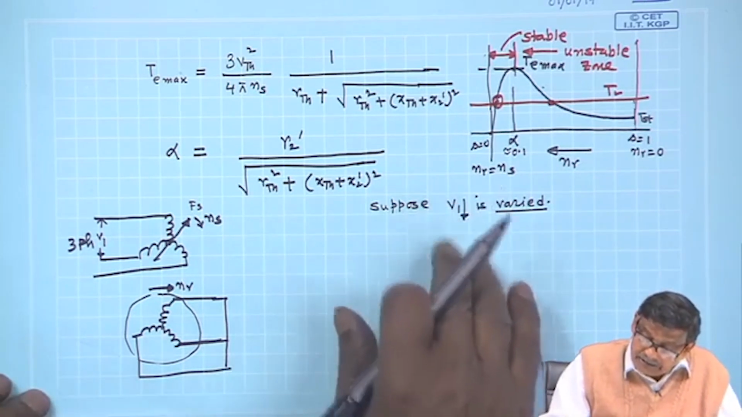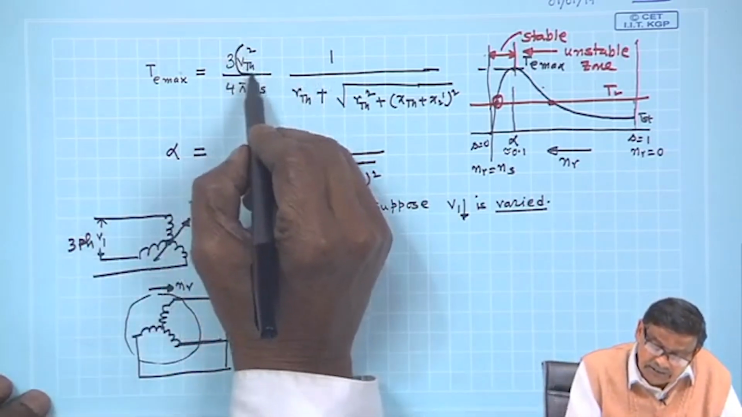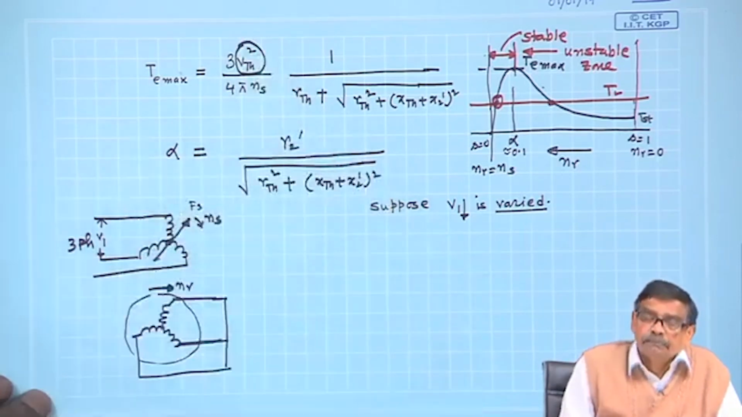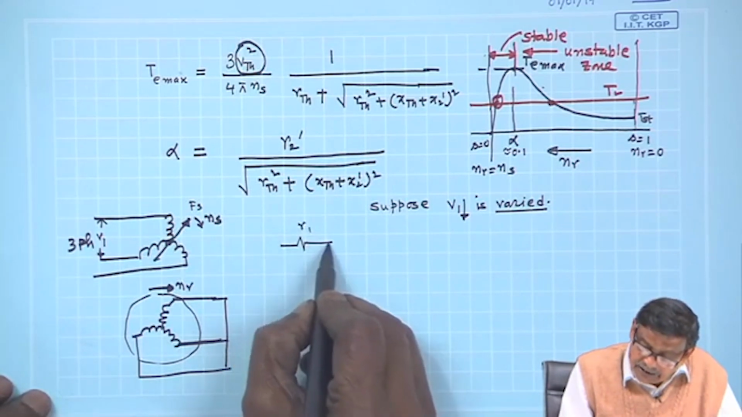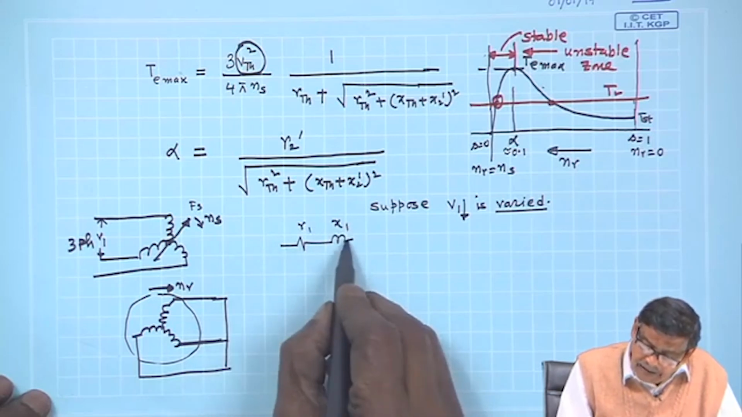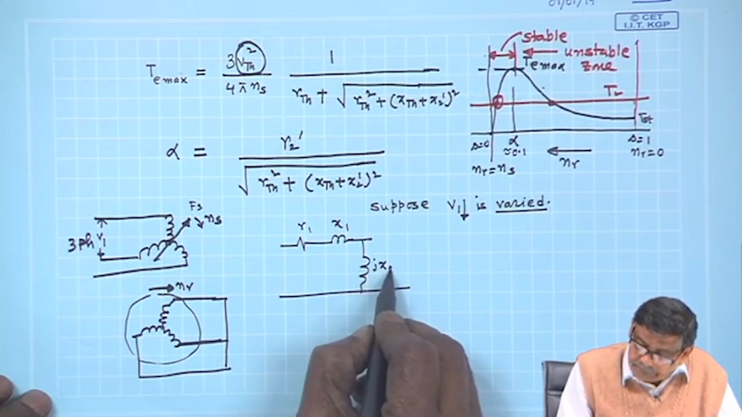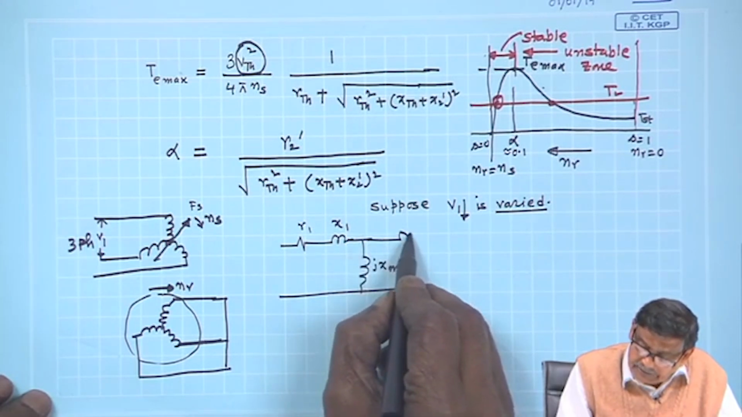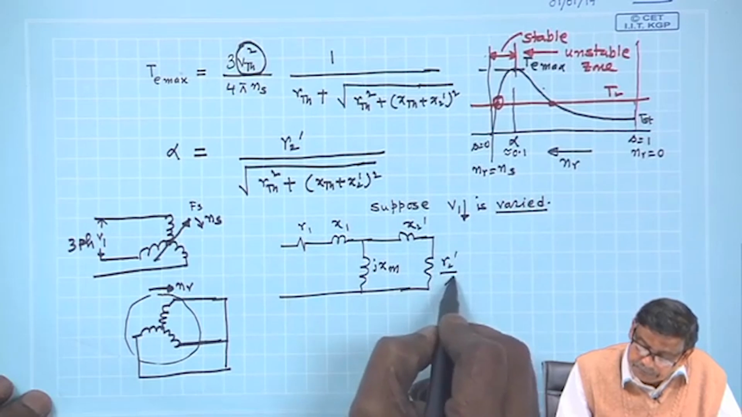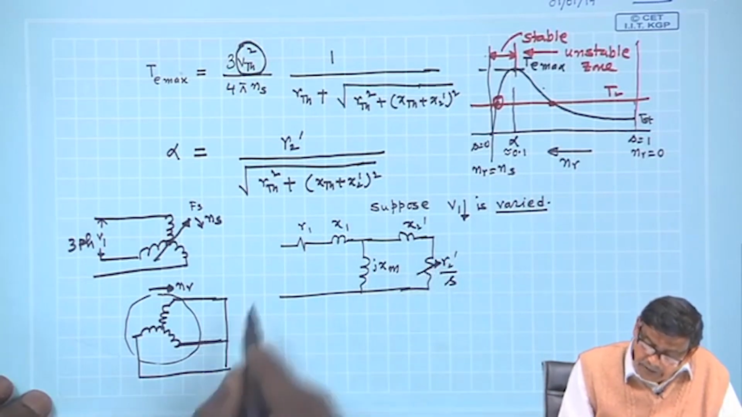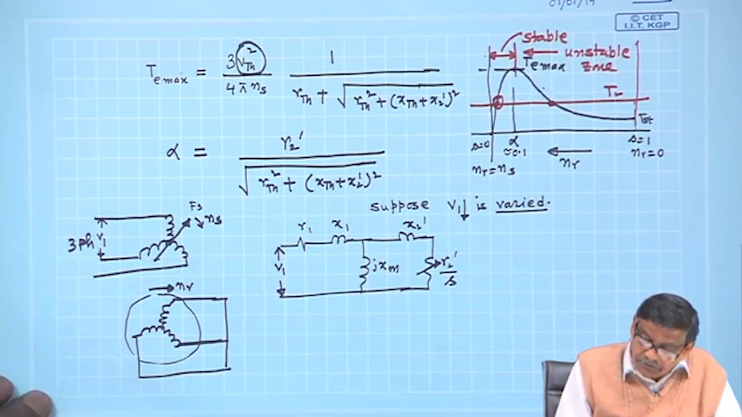Now, if V1 is decreased, then the question is how V Thevenin changes, because V Thevenin has the term V1. Recall the equivalent circuit here: R1, X1, which are small, and here it is Xm, and this is X2 dashed, and this is R2 dashed by S. This is the equivalent circuit. Now, here it is V1. So, I am playing with V1, I am reducing it.